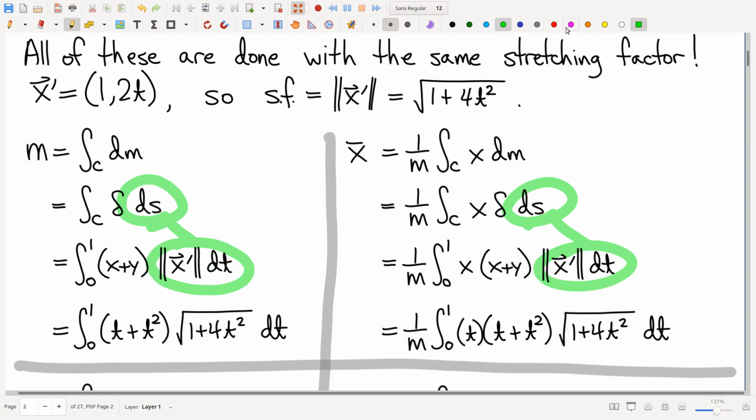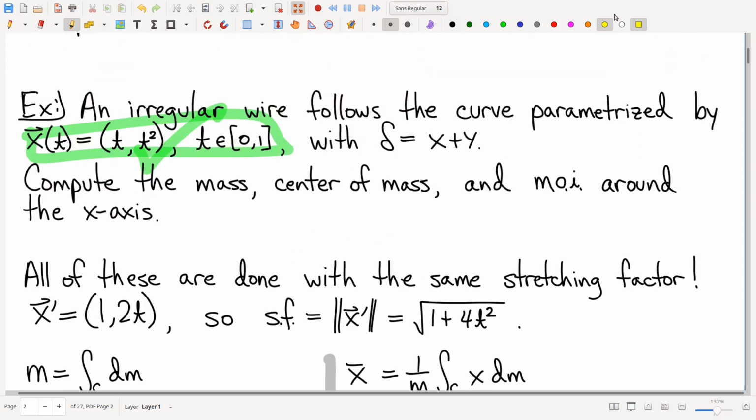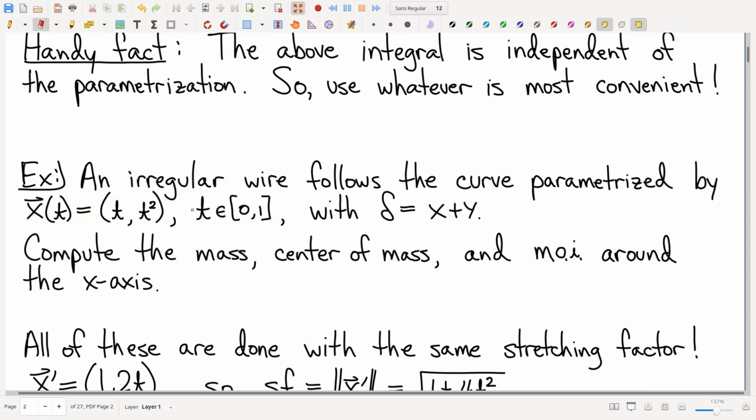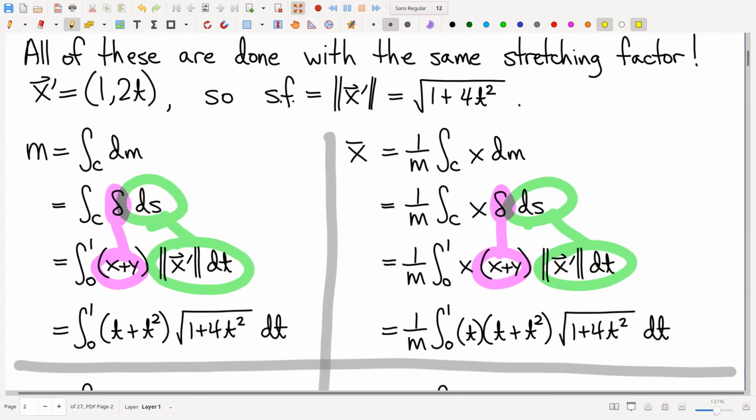Let's see here, what is density? Oh, okay, well, density was given. Density is x plus y, same in both integrals. What are the bounds for our integral? Keep in mind the bounds are just the bounds on the pullback variable. So where does t start and end? Well, again, given 0 to 1. So both of these integrals, 0 to 1.